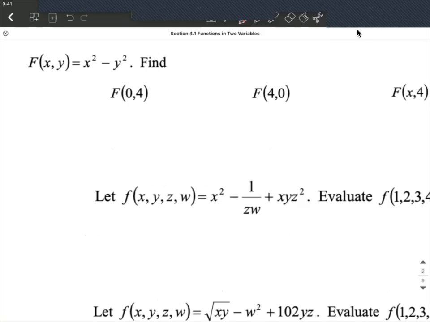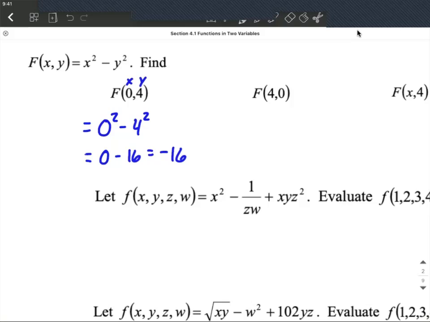So what we want to do on this one is really we have an x value, right? The first value is going to be an x value, and the second value is going to be a y value. So to evaluate this, we're going to replace the x in the function with 0, and then replace the y in the function with 4. So 0 minus 16 is going to work out to be negative 16.